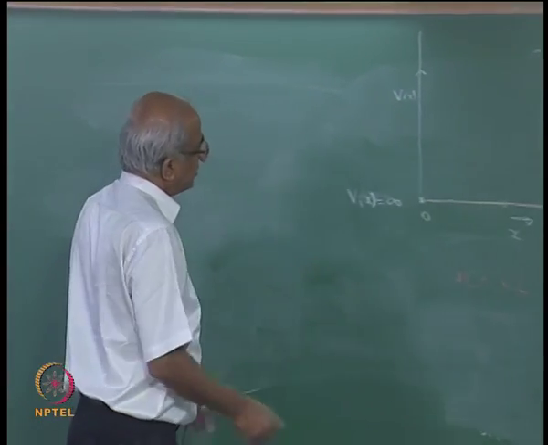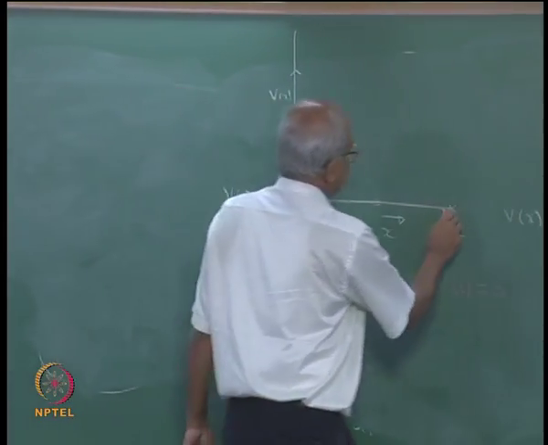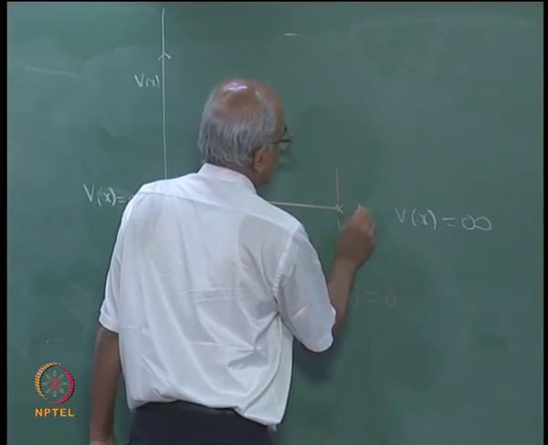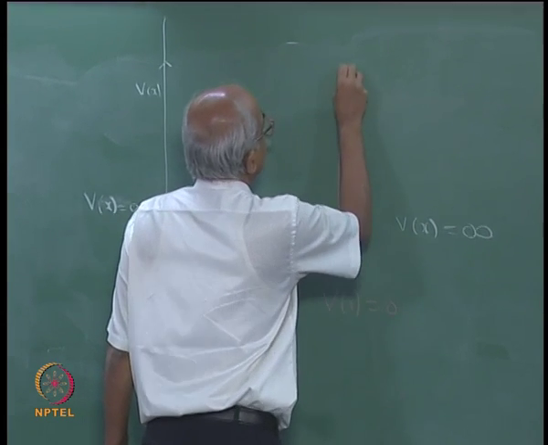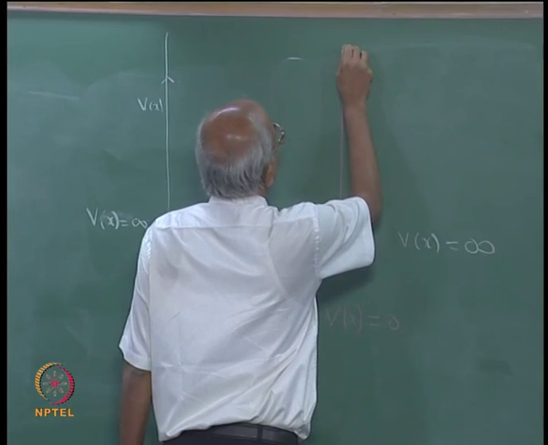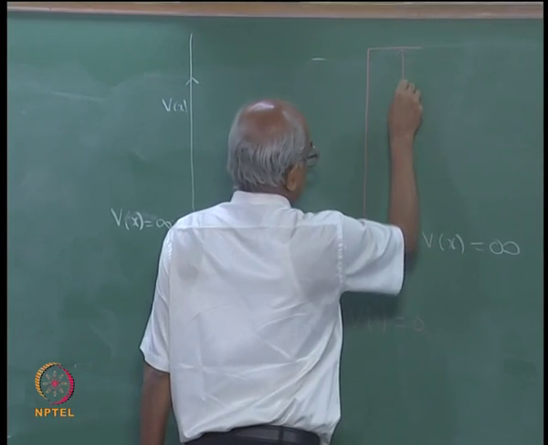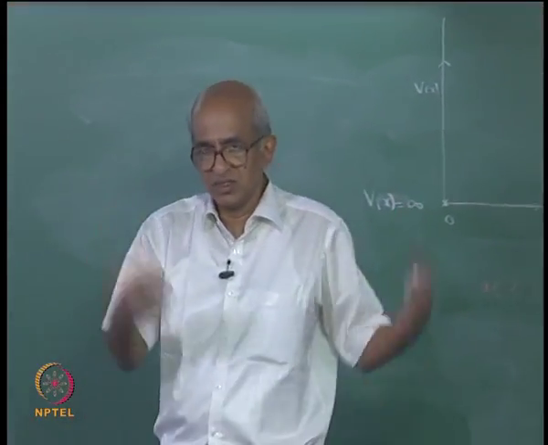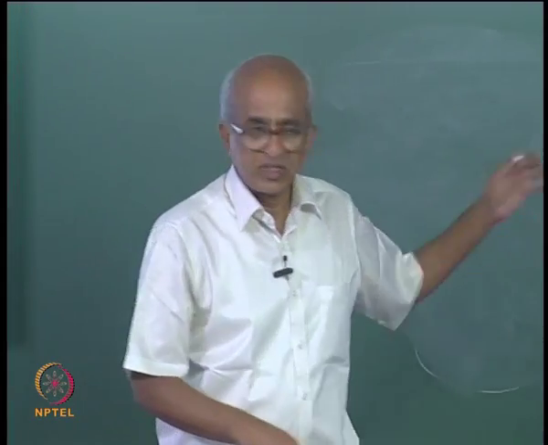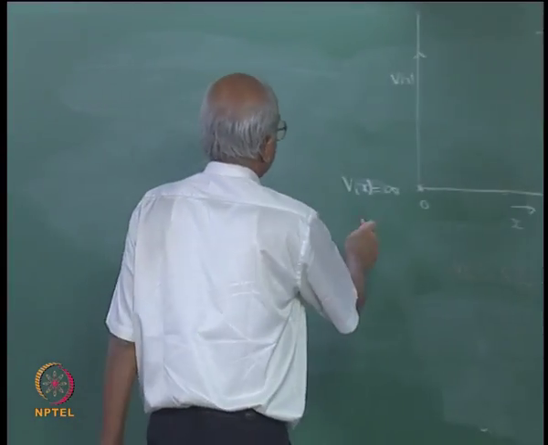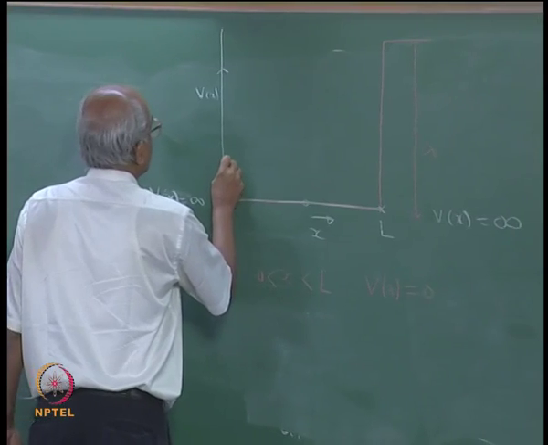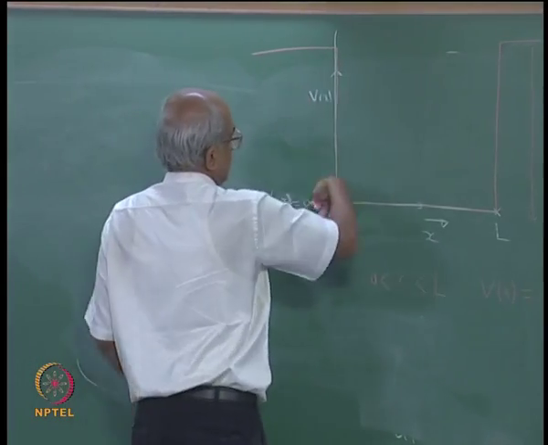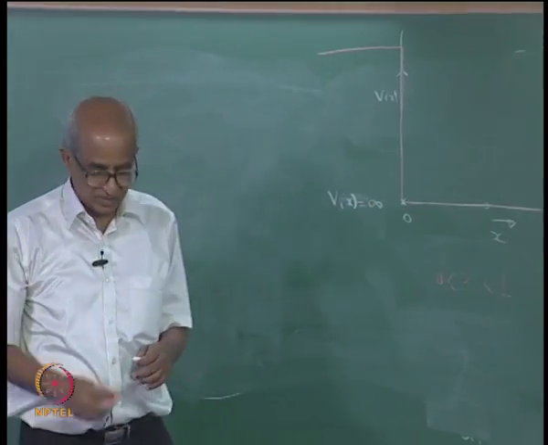Well, if the particle is outside the box, what will happen? The potential energy will jump to a very large value. So, suddenly when I go from inside the box to the outside, the potential energy jumps very rapidly to a very high value, which actually will be taken to be infinity. This height, of course, I cannot represent infinity on the blackboard, but that is how the potential changes, and similarly on the other side also. The potential energy jumps to infinity as you go out of the box.